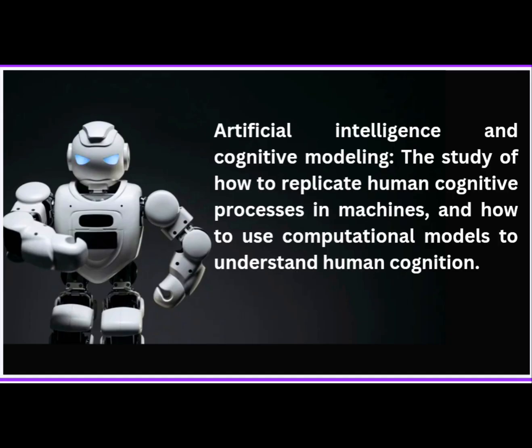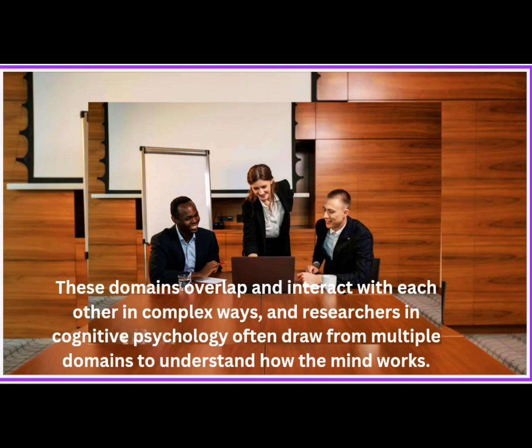Artificial intelligence and cognitive modeling: the study of how to replicate human cognitive processes in machines, and how to use computational models to understand human cognition. These domains overlap and interact with each other in complex ways, and researchers in cognitive psychology often draw from multiple domains to understand how the mind works.